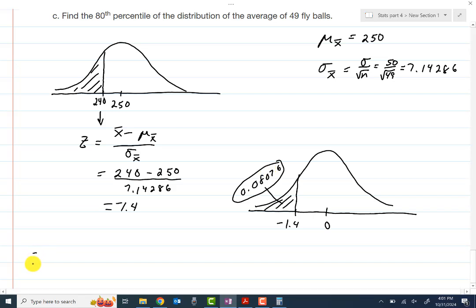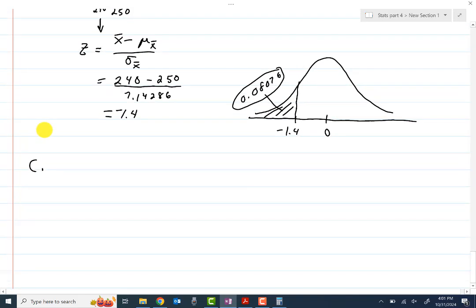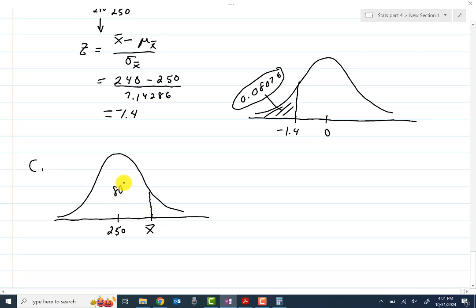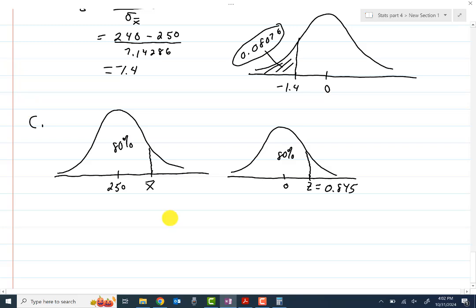Part C was to find the 80th percentile. So what's that going to look like? The 80th percentile has to be over here somewhere. So to get that x value, I first got to go through z. Fortunately, we did it in the last problem. So I know that z is equal to 0.845.